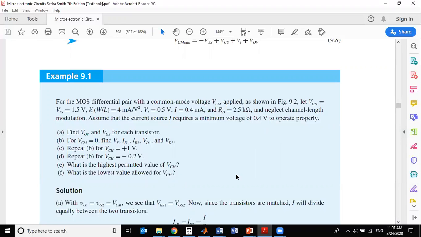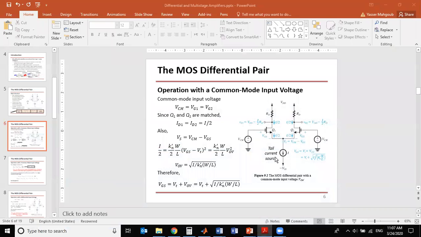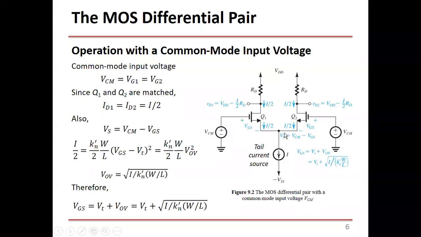If you reduce the voltage across this current source, so this is the current source, right? Let me just magnify this a little. If you reduce the voltage across this current source below 0.4 volt, this current source is not going to work.